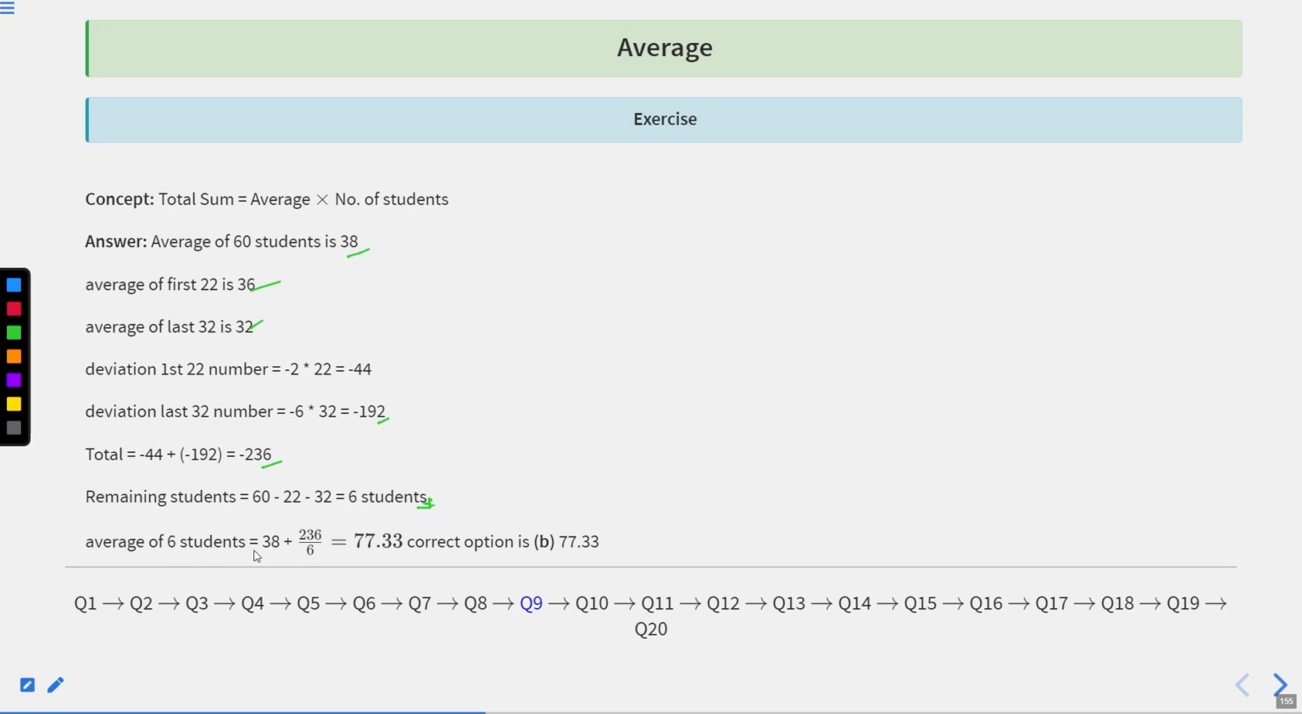The average of the 6 students will be 38 plus 236 upon 6, which is equal to 77.33. So the correct option here is option B, 77.33.